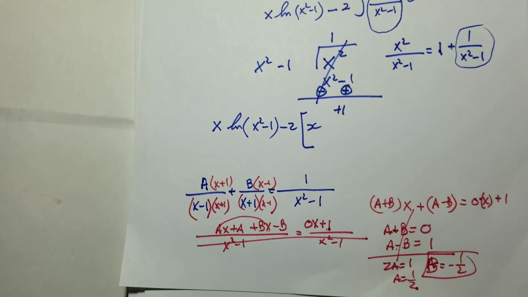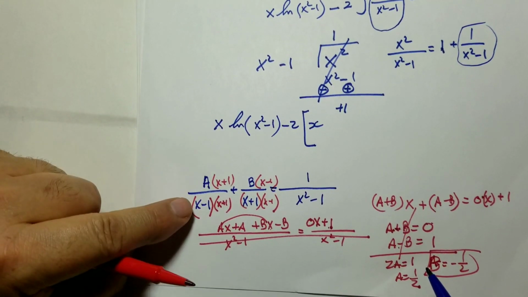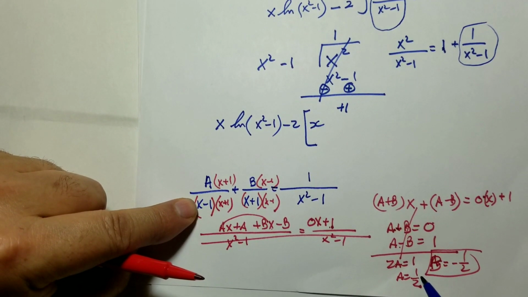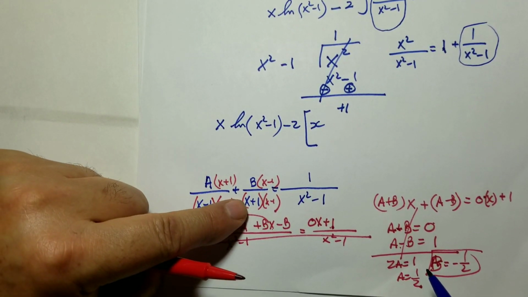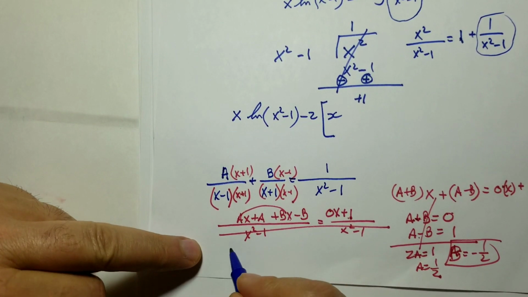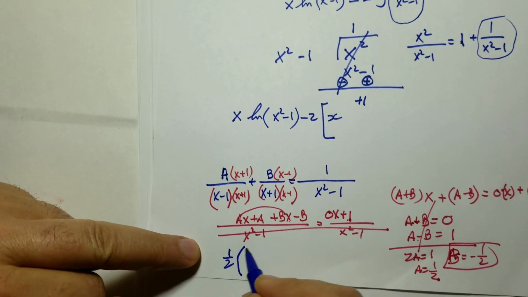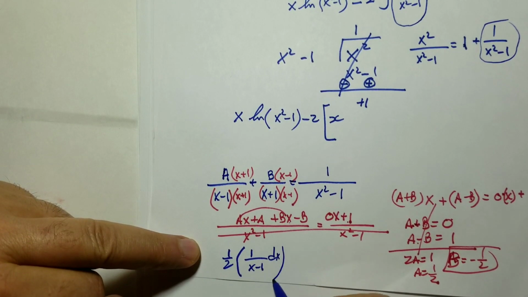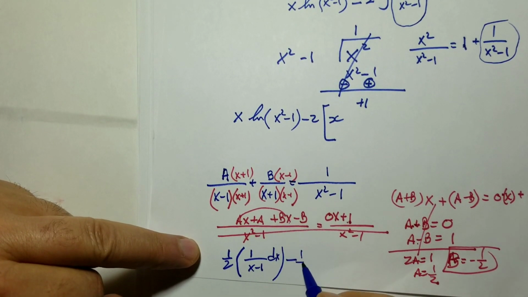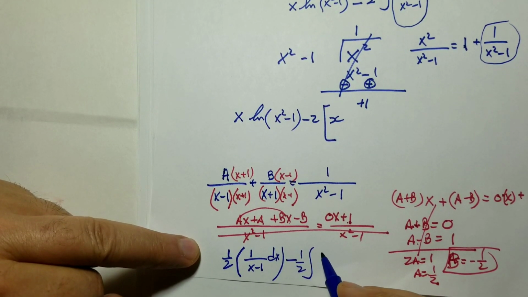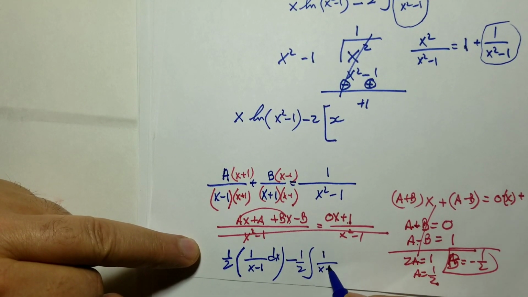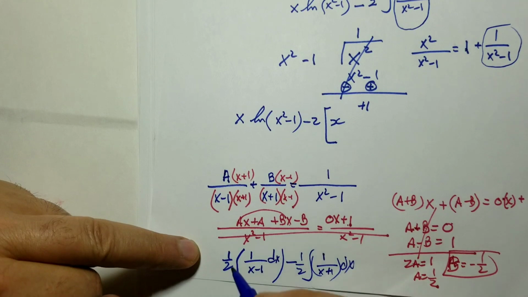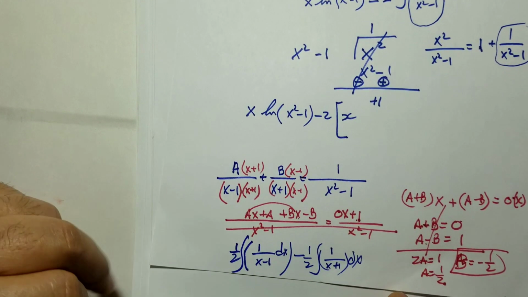Then, where was A? A was on top of x minus 1. Where was B? Top of x plus 1. Therefore, I'm going to write 1/2 on the top of 1 over x minus 1 dx. B is a negative 1/2, and 1 over x plus 1 dx. And I'm going to integrate these two pieces.